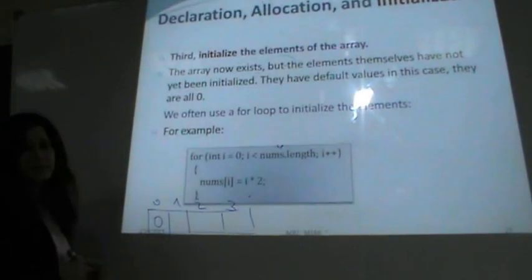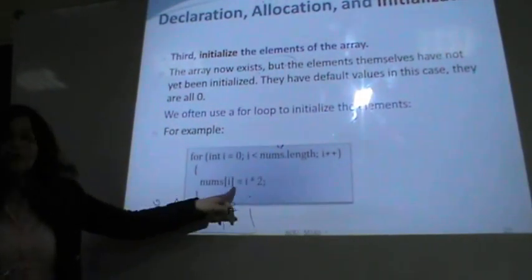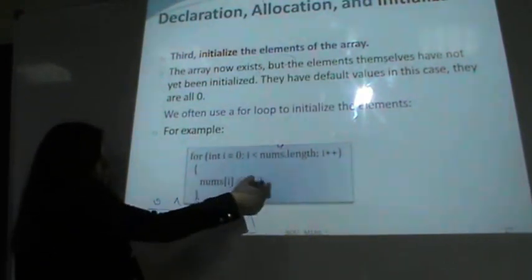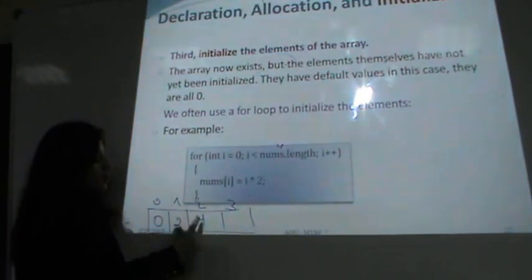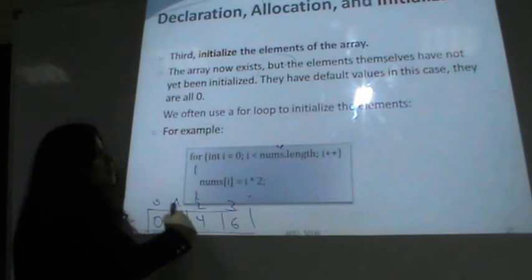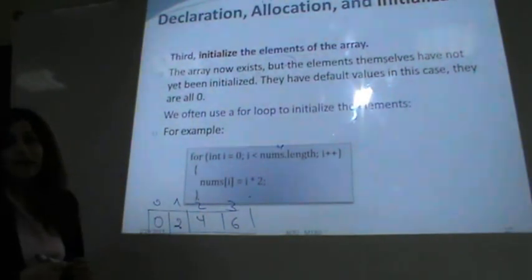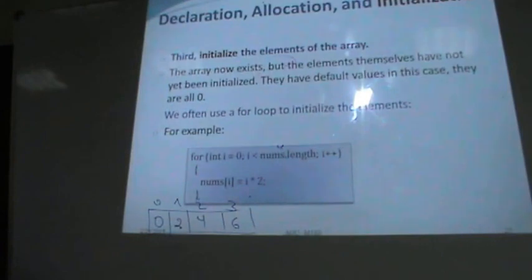For the next i, i equals 1, nums of 1 equals 1 times 2, 2. i equals 2, 2 times 2, 4. i equals 3, okay, 3 times 2, 6. 4 is not less than 4, so the for loop is finished. Okay?